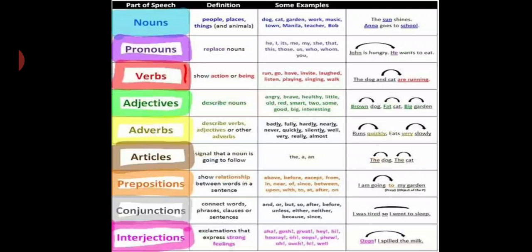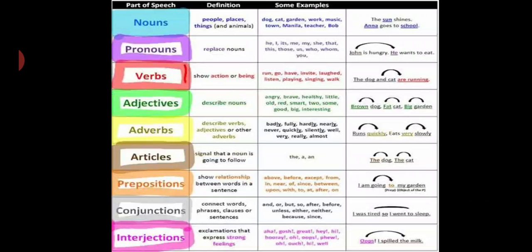The first part of speech is noun. It is the name of a person, place, or thing. In short, we can say it is a naming word. Some examples are given here like dog, cat, garden, work, music, town, Manila, teacher, Bob. All these are names of either some persons, places, or things.